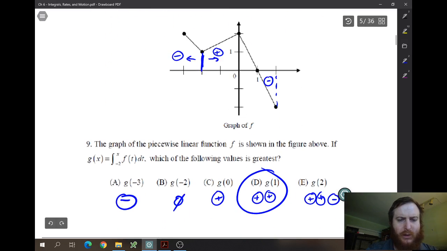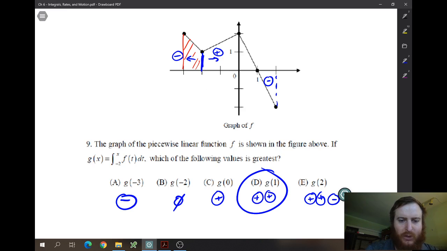All right, the next one, we are given the graph of g of x equals the integral from -2 to x of f of t dt, and we're asked which of these is the greatest. So -2 is our starting point. I kind of drew a straight line there. And then on A, we're going to do the integral from -2 to -3. So that's this area. Now, because we're going backwards, that's going to be a negative area, right? So it's whatever the value of g of -2 is plus a negative area.